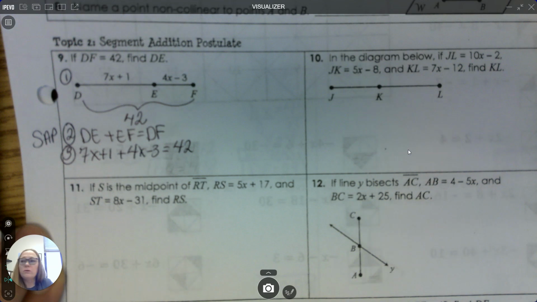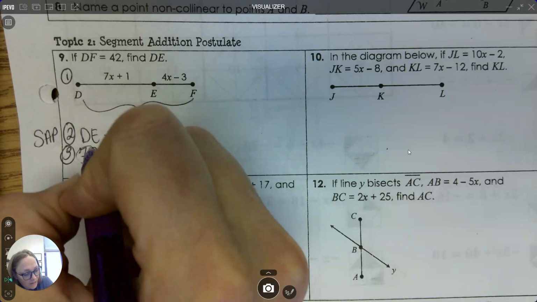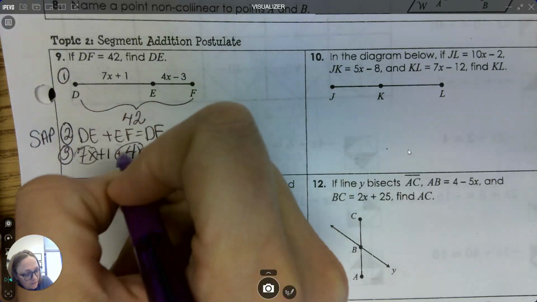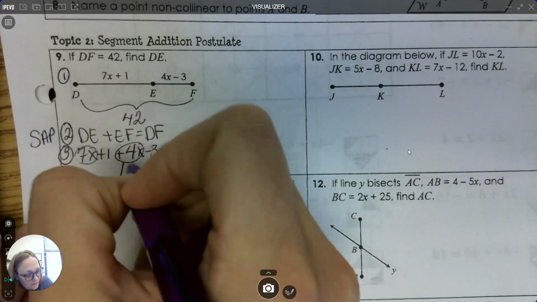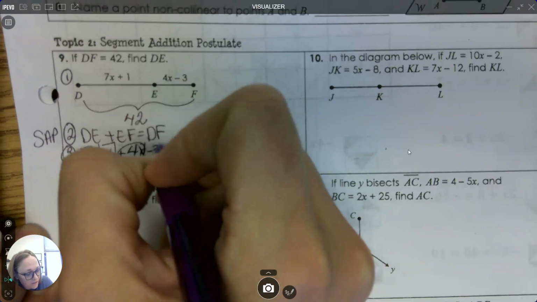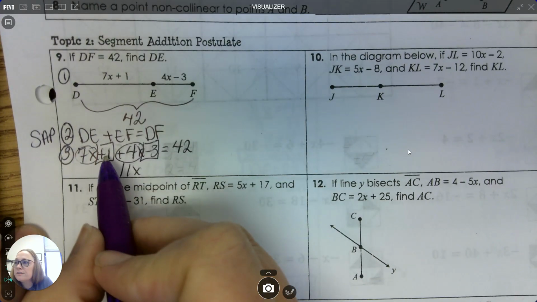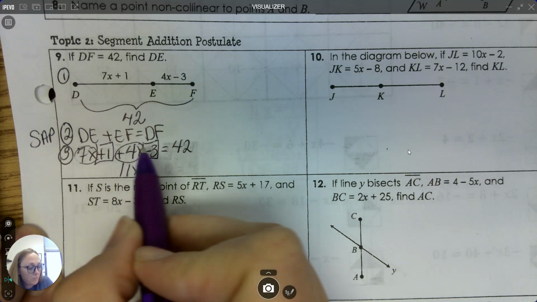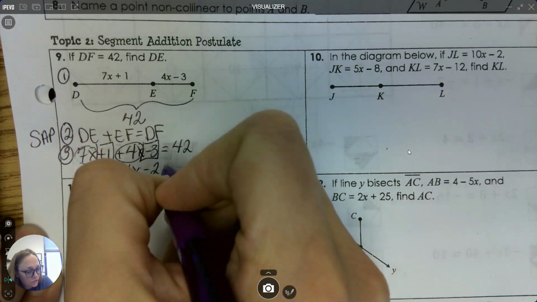Okay, so solving algebraically, combining like terms on the left side, 7 plus 4, so I get 11x, adding my constants here. Remember, take the sign in front so you know if it's positive or negative. So this is plus 1 minus 3, which gives me a negative 2.